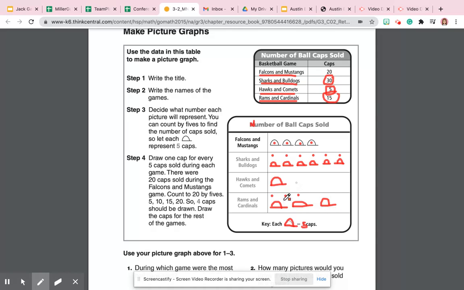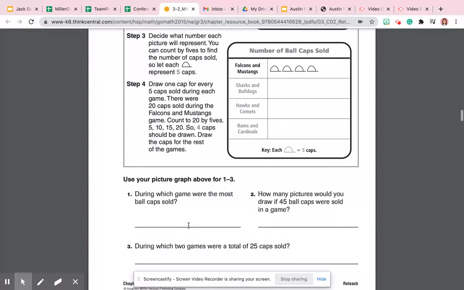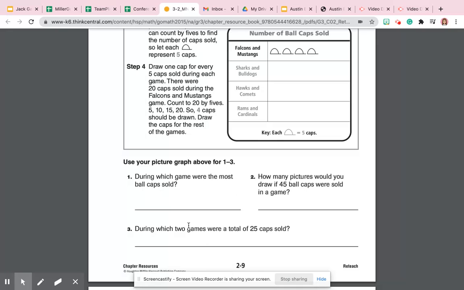All right, so we have made our picture graph. Awesome job, friends. Now I'm going to scroll down here. Remember, you can pause the video at any time to fill in some answers. Down here for our questions, it says use your picture graph above for questions 1 through 3.